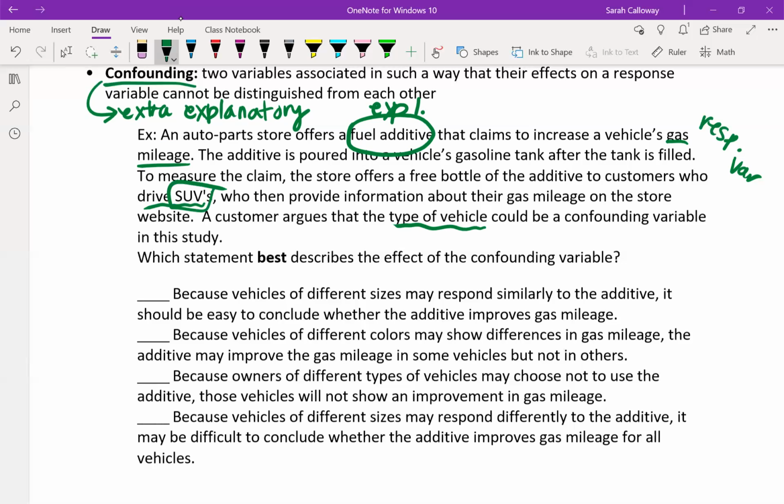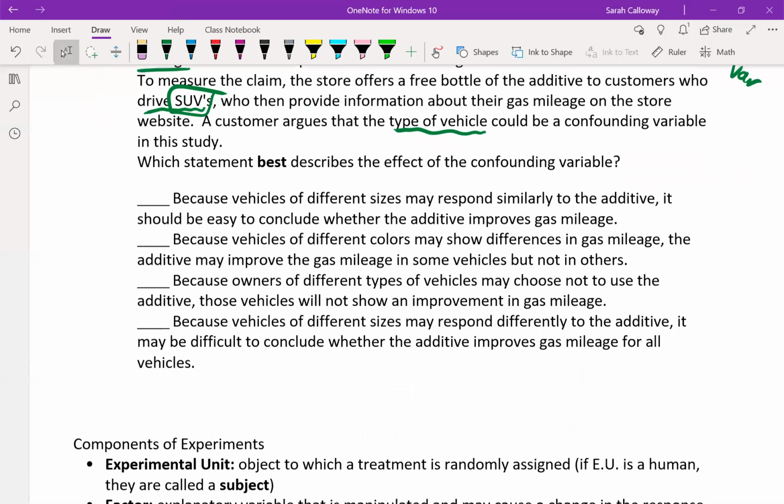So which statement best describes the effect of the confounding variable? So what is it about the type of vehicle that could influence the gas mileage? The first option says that because vehicles of different sizes may respond similarly to the additive, it should be easy to conclude whether the additive improves gas mileage. So this is saying that it shouldn't have an effect, right? So this is saying that it's not a confounding variable, okay? And so let's read through and see if we essentially disagree with this customer.